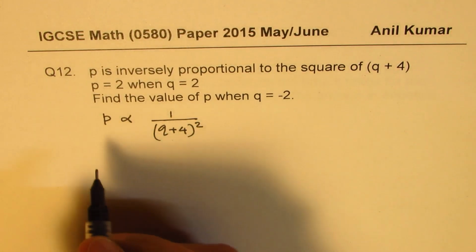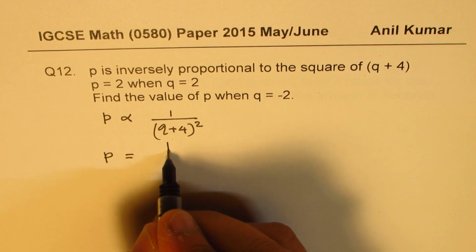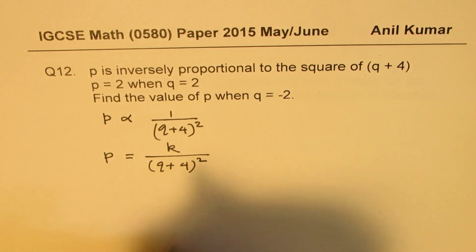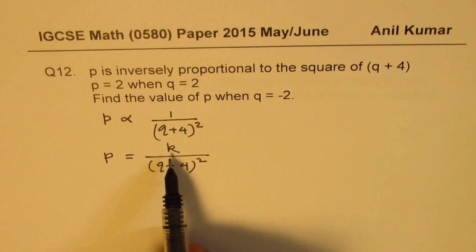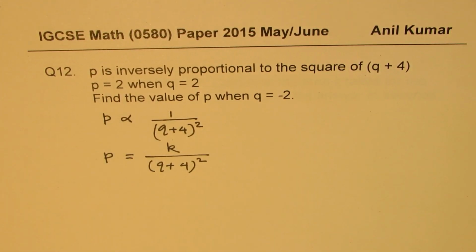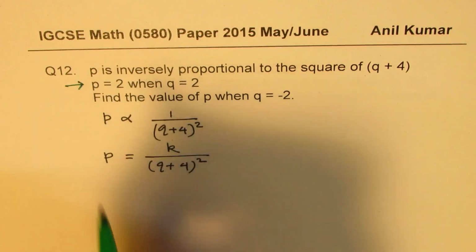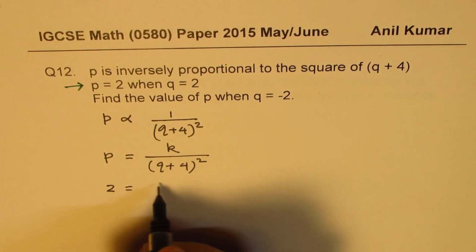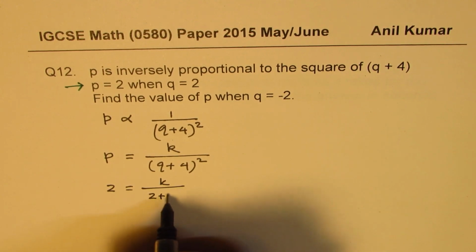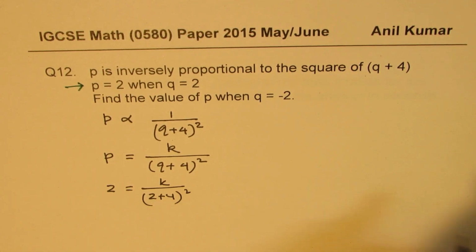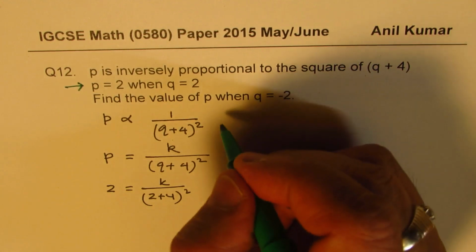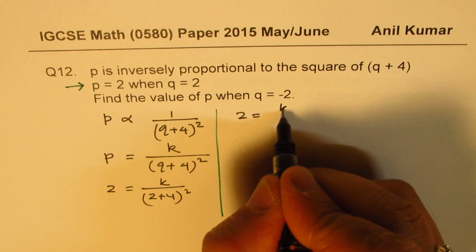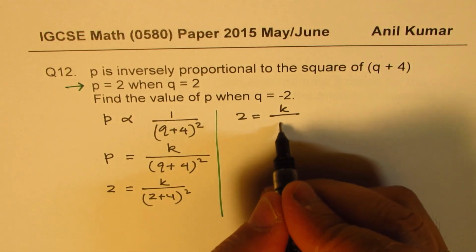Now, whenever we say inversely, it will be equal to some constant times Q plus 4 whole square. Now the question is to find the constant. For that, we are given a value of P as 2 and Q as 2. Let's substitute. So we have 2 equals K over 2 plus 4 whole square. So we get 2 equals K over 2 plus 4 is 6 square.